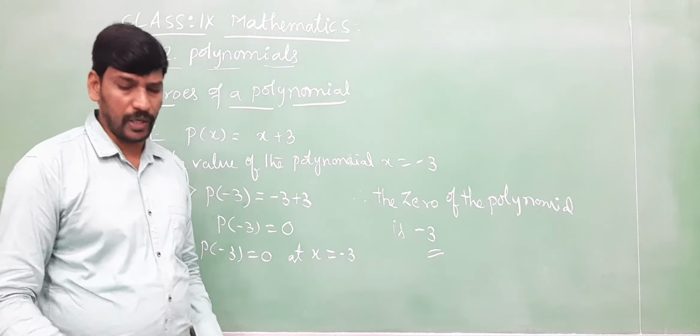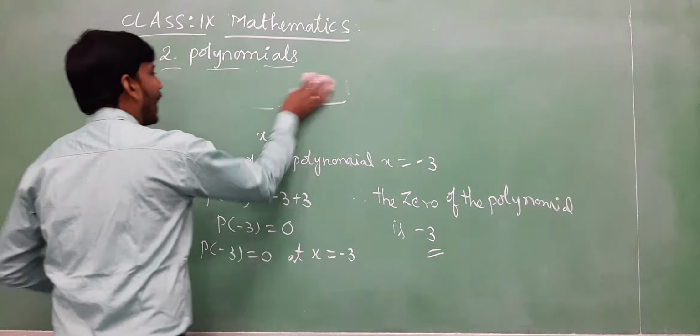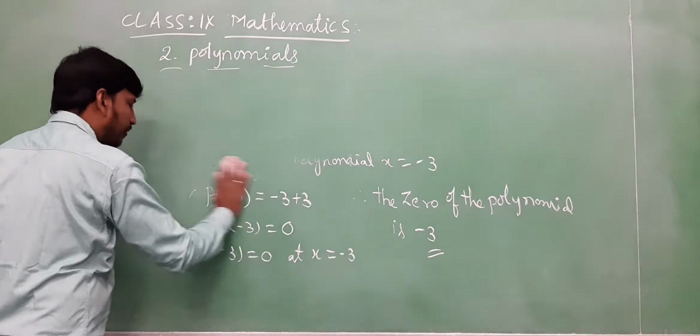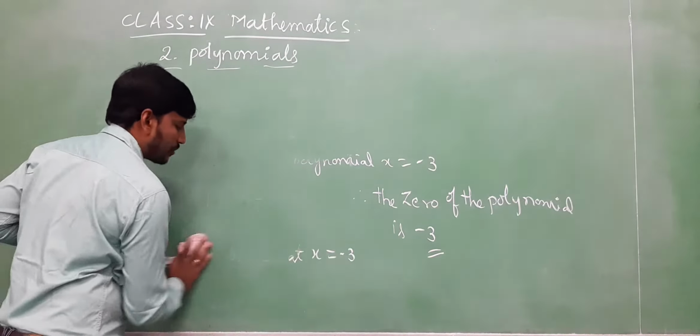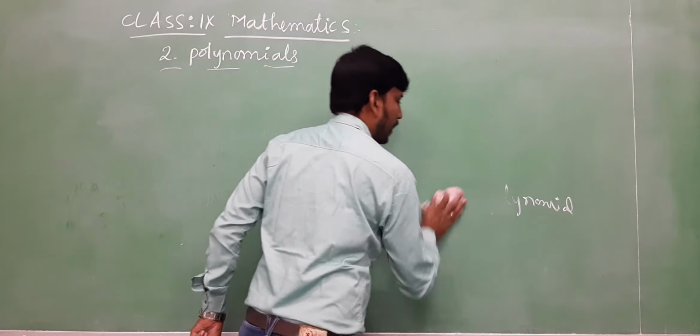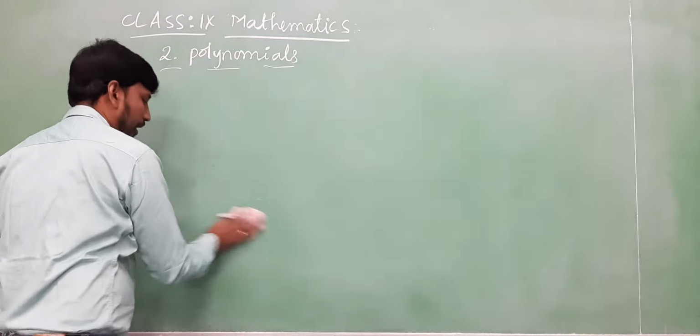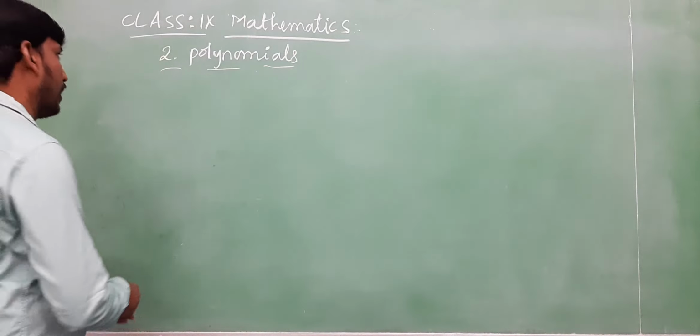Coming to quadratic polynomials, let us discuss the value of the polynomial at a given value of x, as well as finding the zeros of the polynomial also. Let us discuss one more example, you can understand it in a better way. That is a quadratic polynomial.